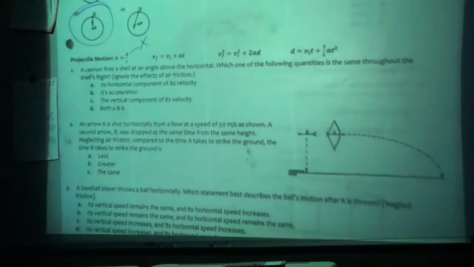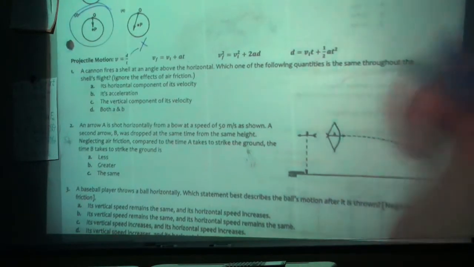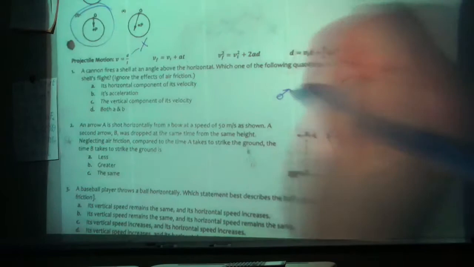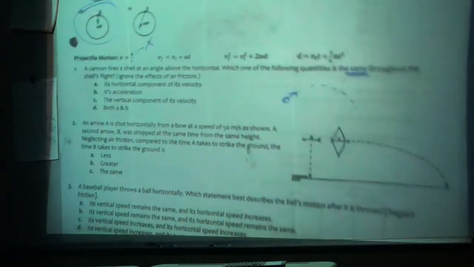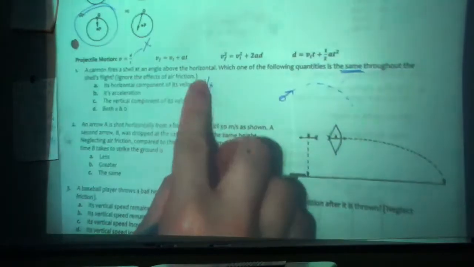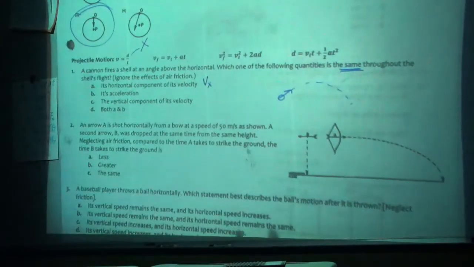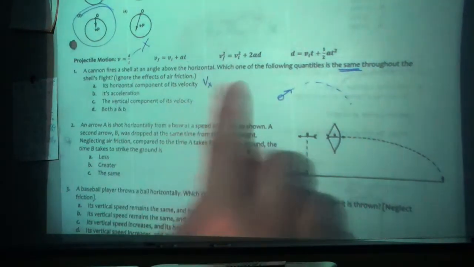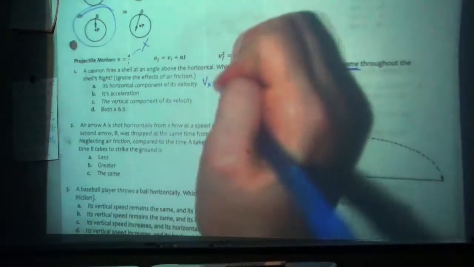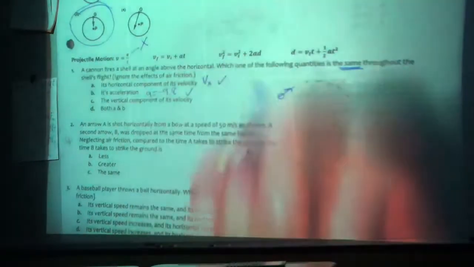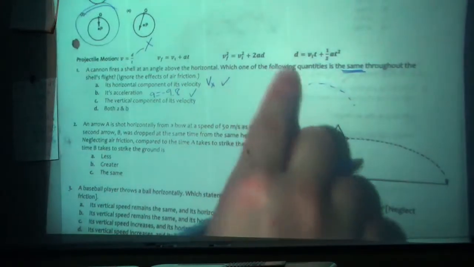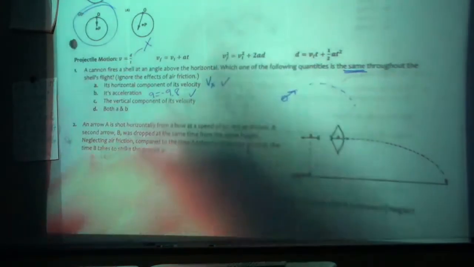A cannon fires a shell at an angle, which of the following is the same throughout? So if I throw something up like this, it's going to go up and down. The horizontal, meaning x component of the velocity, well, yes, the x component of the velocity is constant because there's no acceleration sideways. So that's true. Its acceleration is negative 9.8 the entire time. It's not going to change, right?